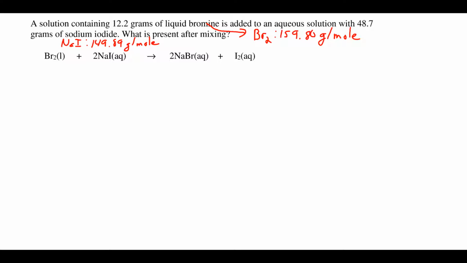And we're also given the mass of sodium iodide, which we translate from its name to its formula as NaI, and we can calculate its formula weight. Therefore, we have moles of each of our reagents, and we can set up our BCA table.